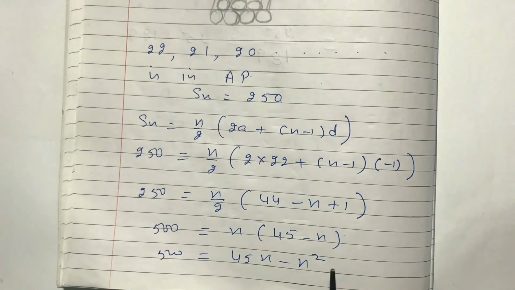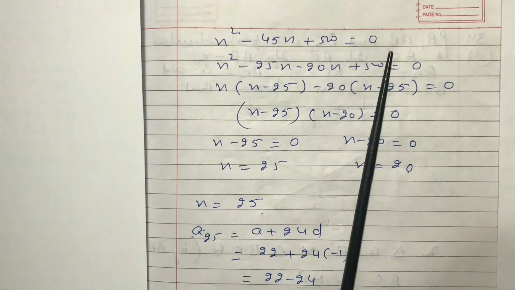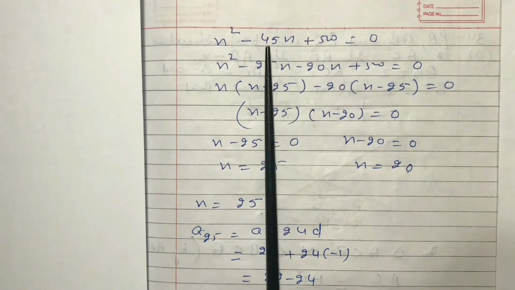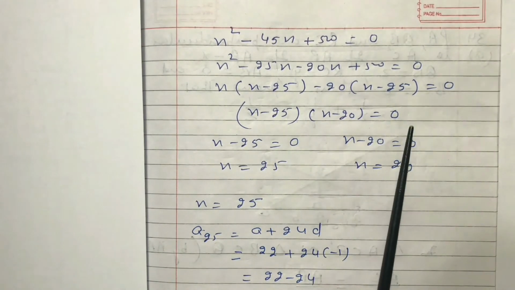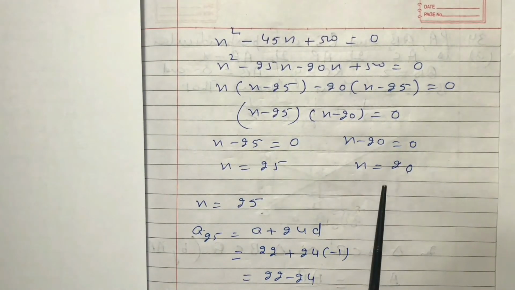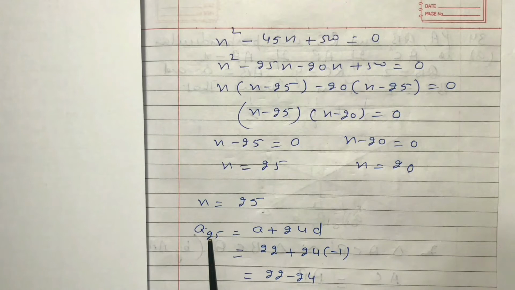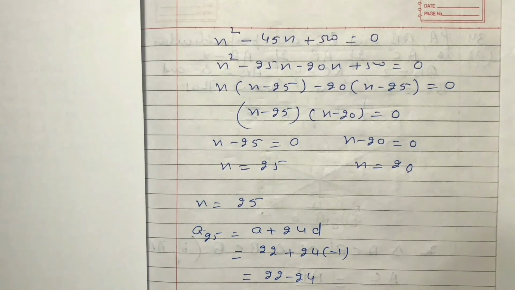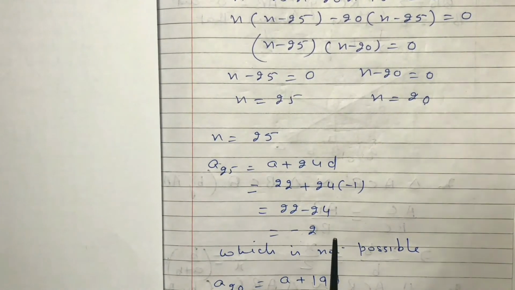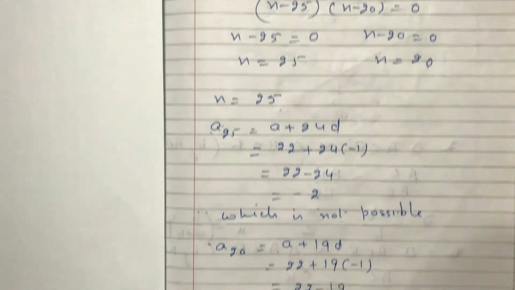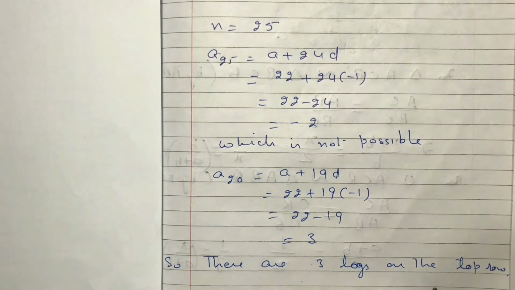Now you have a quadratic. Now the quadratic is n square minus 45n plus 500 is equal to 0. Now factorize it. Split the middle term. You will have factors n minus 25, n minus 20 is equal to 0. It means n is equal to 25, n is equal to 20. If n is equal to 25, if I find a25, it will come out to be -2, which is not possible. Then find a20 which is equal to 3. It means there are 3 logs in the top row.